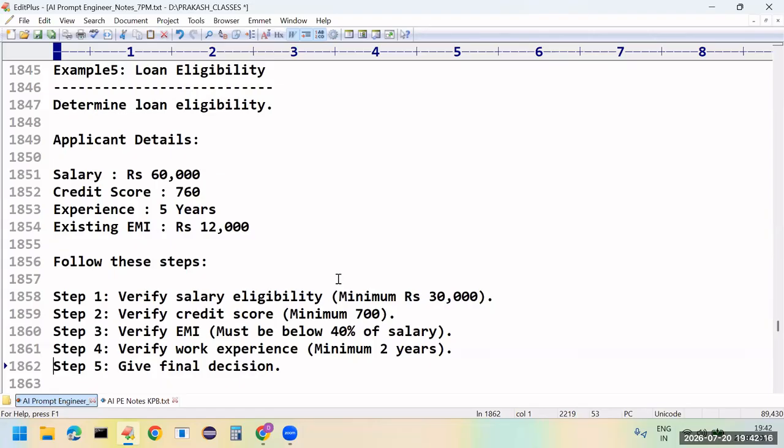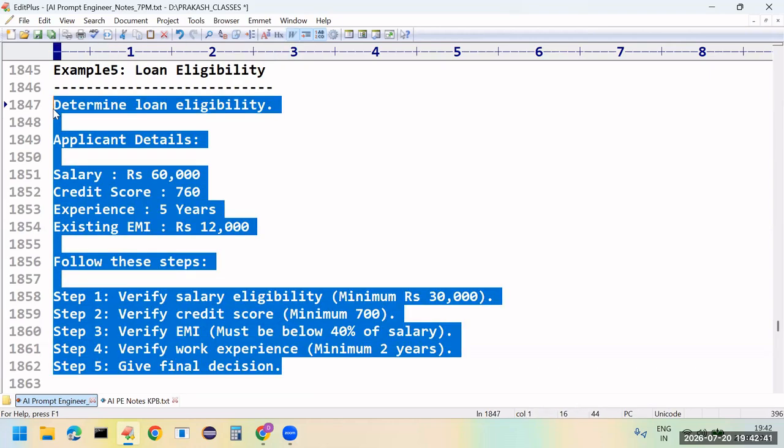Now, please follow these steps. What is the first step? Verify the salary eligibility. Sir, minimum 30,000 should be there. Verify the credit score, minimum 700. Verify the EMI, must be below 40% of your salary. Then verify work experience, minimum 2 years. Now give the final decision.